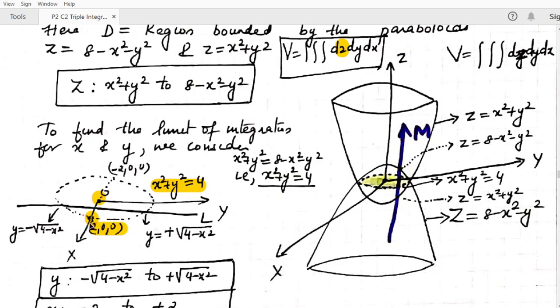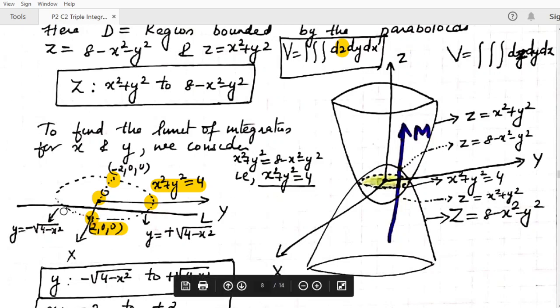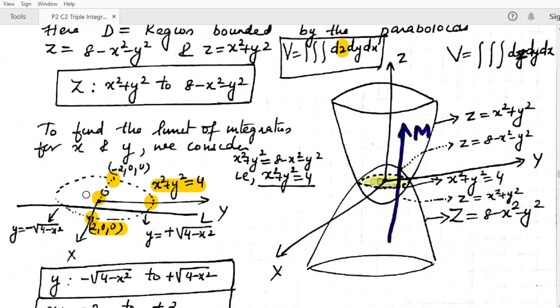Here we can see the x-axis. This is our y-axis, and here it is 0, 2, 0. The opposite of the x-axis is minus 2, 0, 0, and the opposite of the y-axis is 0, minus 2, 0. Actually we don't need the negative points; the positive ones are enough to find the rest. So this is the region of intersection of our paraboloids, and this is the shadow of the region D on the xy plane.